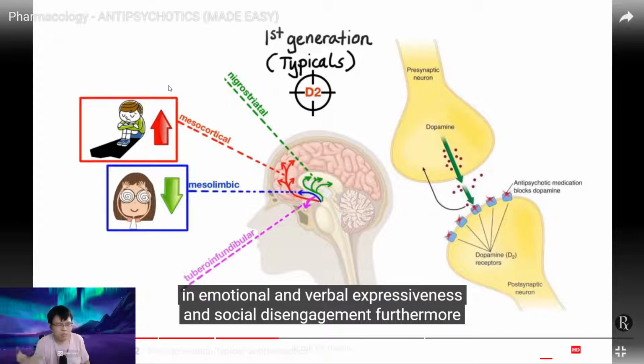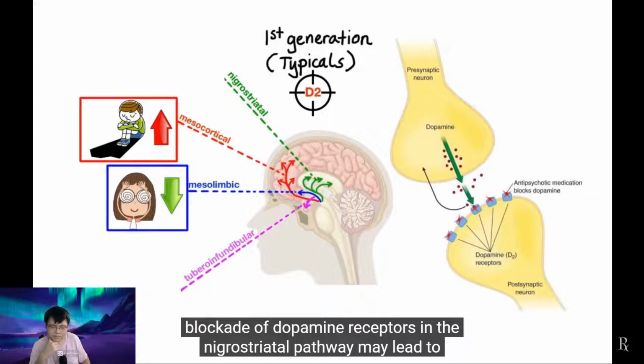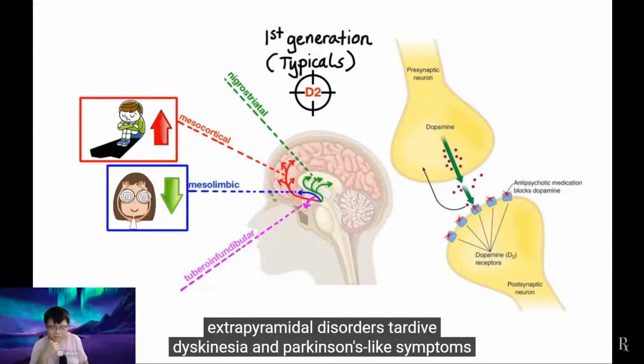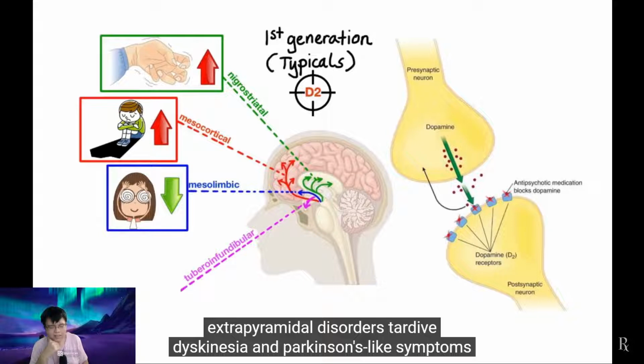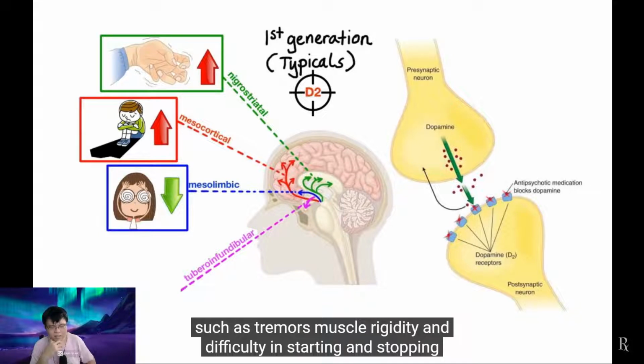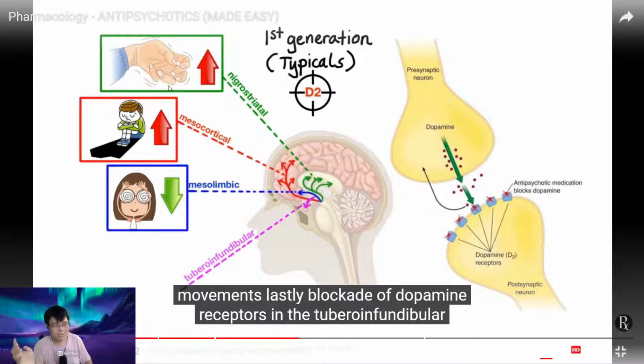Mesolimbic, mesocortical, block D2 receptors there, less positive symptoms. Furthermore, blockade of dopamine receptors in the nigrostriatal pathway may lead to extrapyramidal disorders, tardive dyskinesia, and Parkinson's-like symptoms, such as tremors, muscle rigidity, and difficulty in starting and stopping movements. Just take note, tardive dyskinesia takes a while. The akathisia, pseudoparkinsonism, and acute dystonias are relatively within weeks. You'll start seeing them, but for tardive dyskinesia, it takes about months to a year or so before you start seeing those.